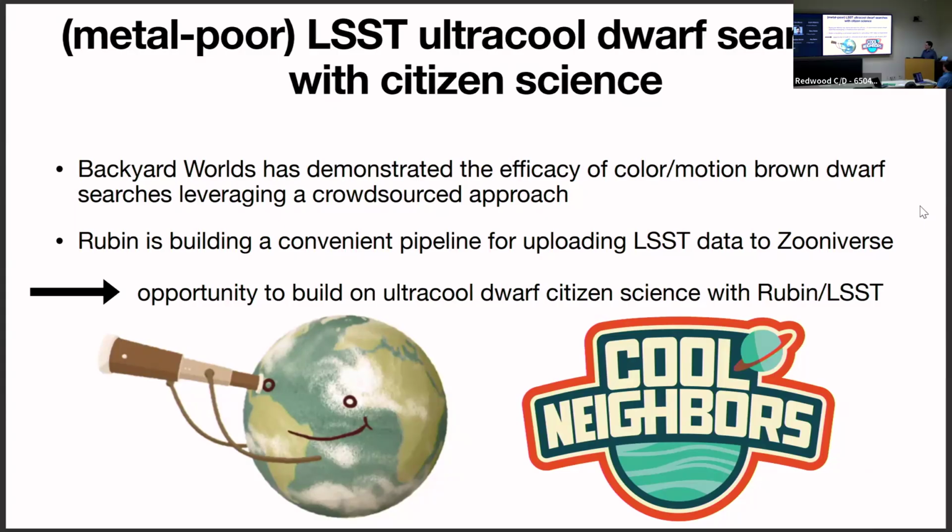And fortuitously, Rubin is building a convenient pipeline for uploading LSST data to Zooniverse. And so I think this is going to be a great opportunity to do something like we did with Backyard Worlds, which looks at WISE data, but with LSST data to look for color and motion selected objects, be they brown dwarfs or specifically halo brown dwarfs.